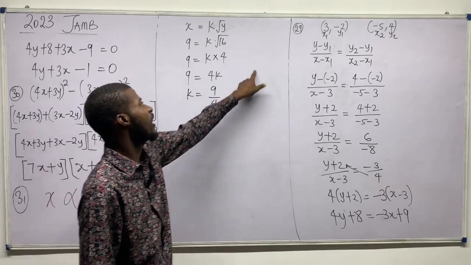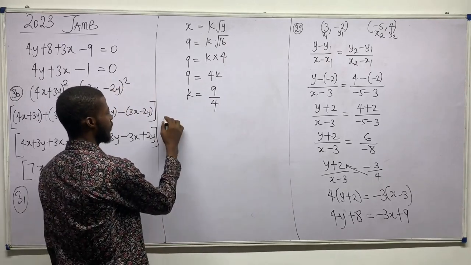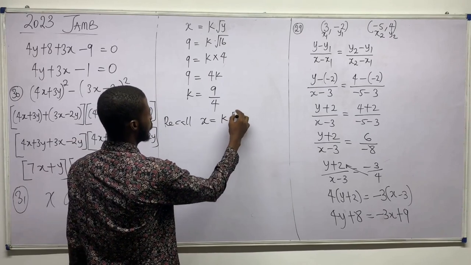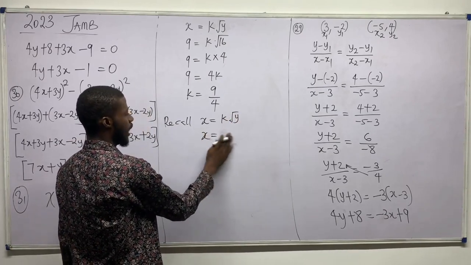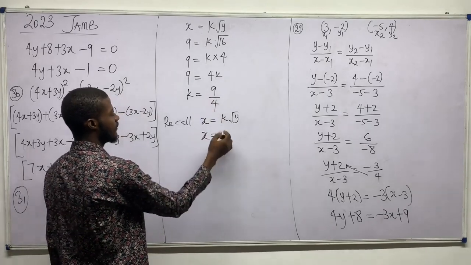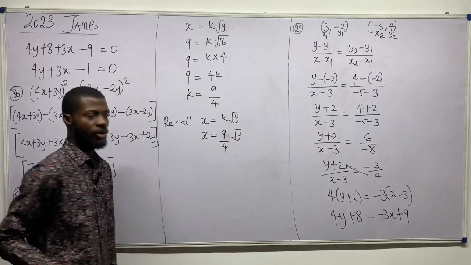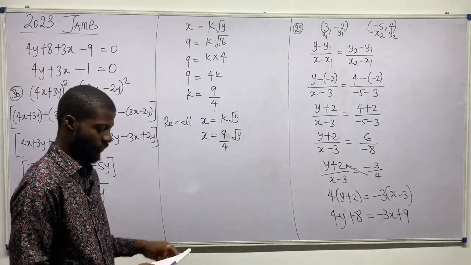How do I get the formula connecting x and y? I'll put this very value back into that very expression. So I'll say, recall that x is equal to k root y. Our k is now what? k is 9 over 4. So this is x equals 9 over 4 root y. So this is what they call the formula connecting x and y, or they say the relationship between x and y.